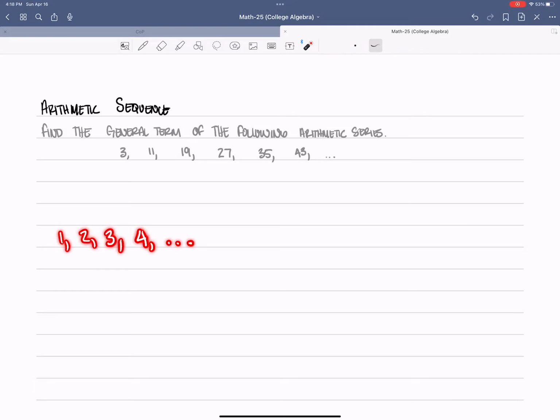This would be an arithmetic sequence because we have a common difference. So in order to get the next number, we're adding 1. So 2 plus 1 gives us 3. 3 plus 1 gives us 4. And we could continue on with the rest of that sequence as just counting numbers.